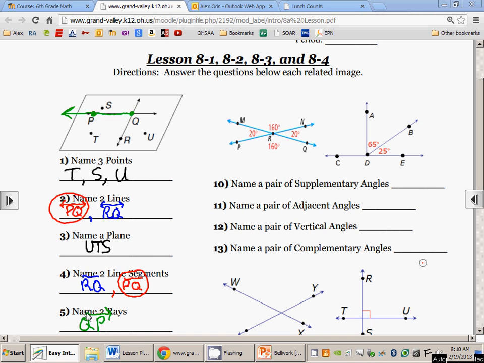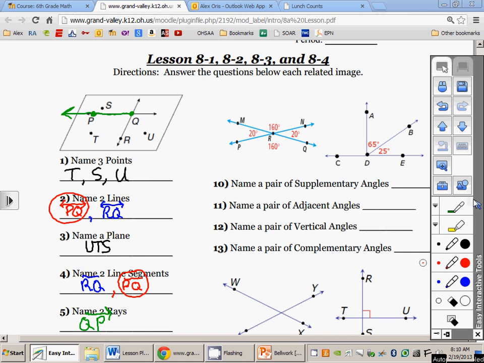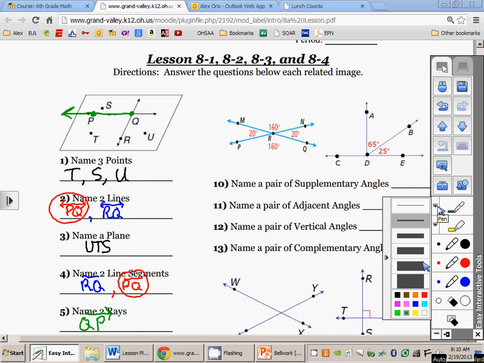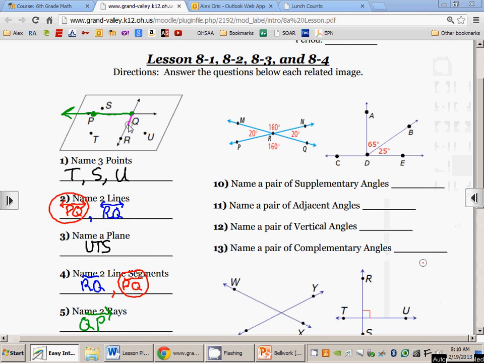Scott, can you pick out a different ray? Q through R. Q through R. Very good. We've got the same starting point, but we've got a different end point. Q through R. So we've got that starting point of Q. We have it going on forever through R.